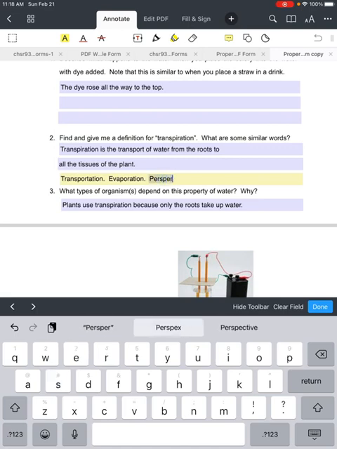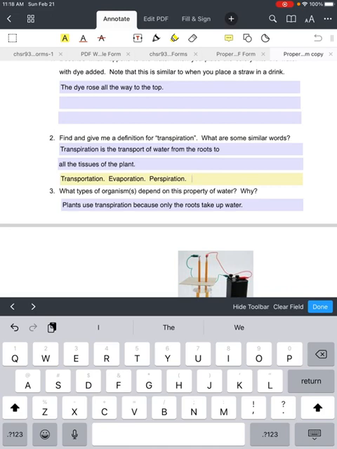Perspiration. I'm not sure how you spell it. There we go. Perspiration. And that's exactly what you have, molecules evaporating at the stems and the leaves and the petals. And as they enter the vapor phase, the next molecule moves into place and pulls it up all the way down to the roots.